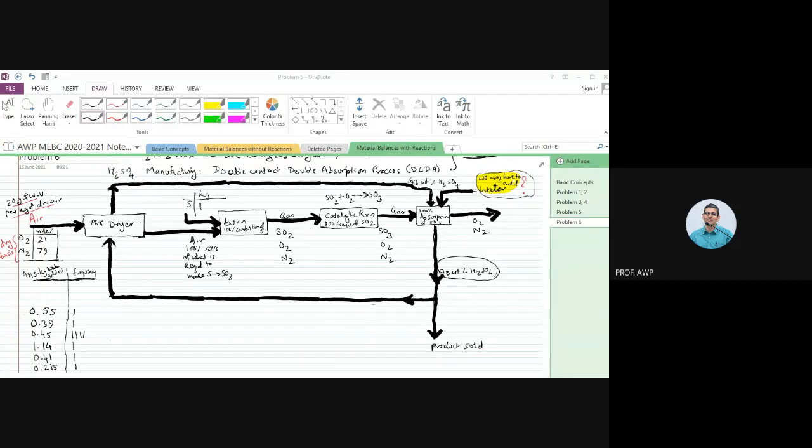So if you have finished, if you think you've got an answer, just solve some problems from Himmelblau's book. Don't spend time waiting for others. You just go ahead, solve any other problem from Himmelblau's book. So even I got 0.55. 0.55. Okay.